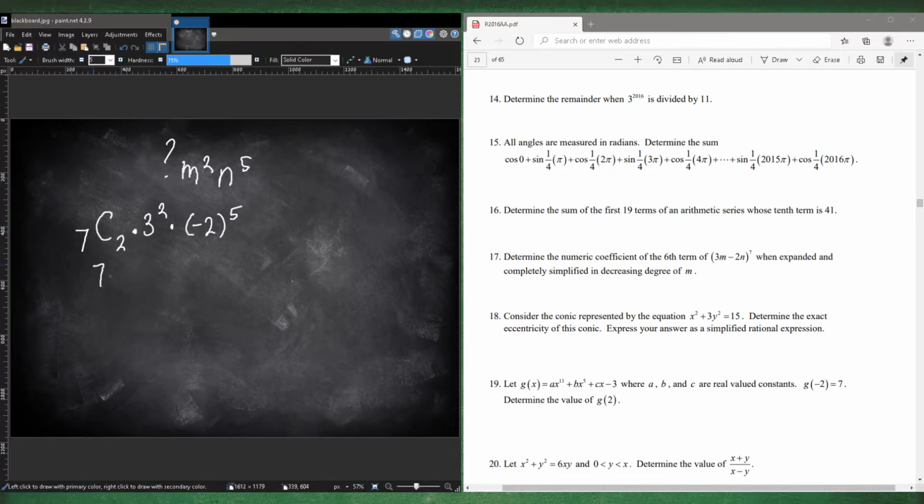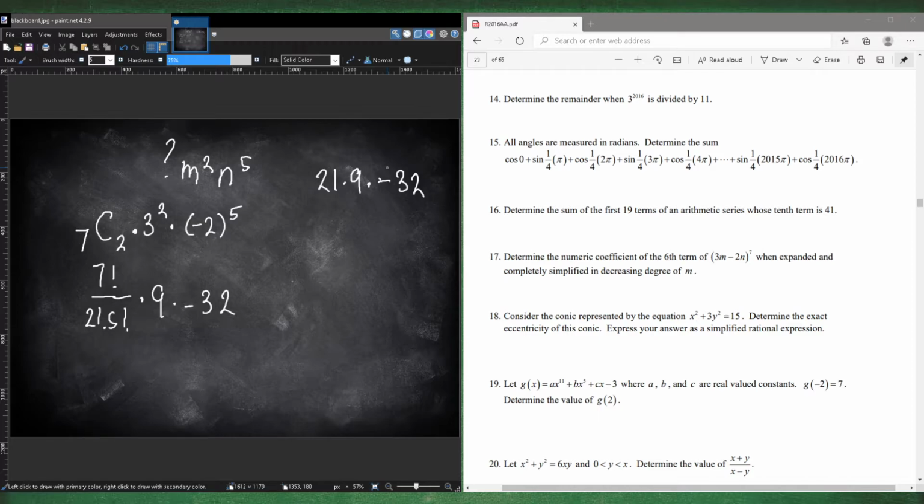So 7 factorial over 2 factorial times 5 factorial, and it doesn't matter if it's 2 or 5 because it's going to be the same thing either way, times 3 squared is 9, and then 2 times 2 times 2 times 2 times 2 is 4, 16, 32, so negative 32. So this is 7 times 6 divided by 2, which is just 7 times 3, which is 21. So it's going to be 21 times 9 times negative 32.